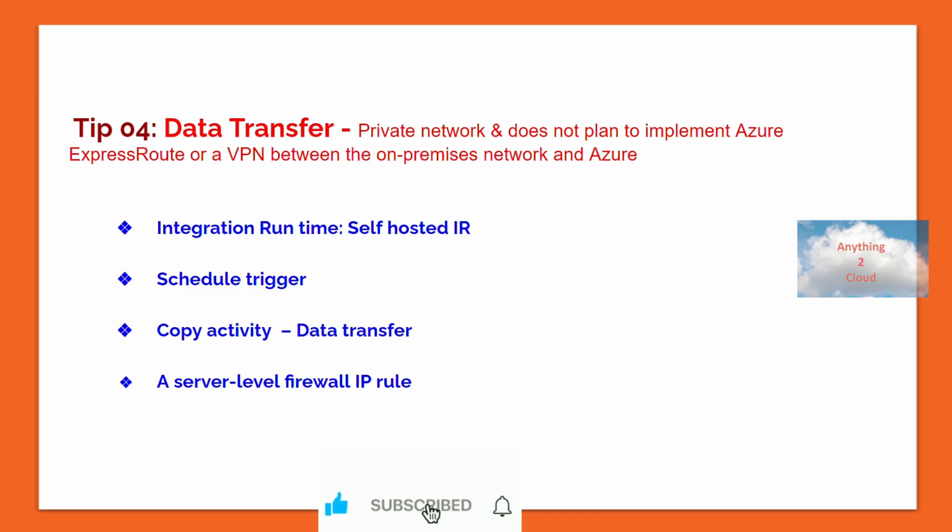The next step is on data transfer. Suppose you have a private network that does not support implementing Azure ExpressRoute or VPN between the on-prem network and Azure. What are the options we should use? If there is no VPN connection, then we have to use the integration runtime, as a self-hosted integration runtime. We can use a schedule trigger, then a copy activity for data transfer, and you should use a server level firewall IP rule to implement this.